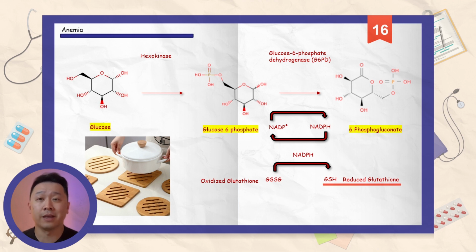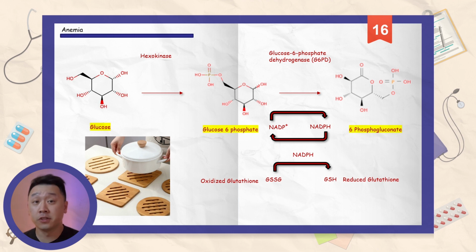So GSH is actually the reduced form, and it's used to reduce reactive oxygen species. GSSG is the oxidized form of glutathione. Glutathione is the main antioxidant in our body. So if there is a decrease in G6PD enzyme, then the red blood cells have a higher chance of getting destroyed, thereby causing hemolytic anemia.